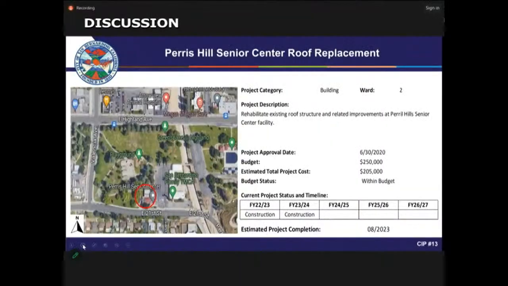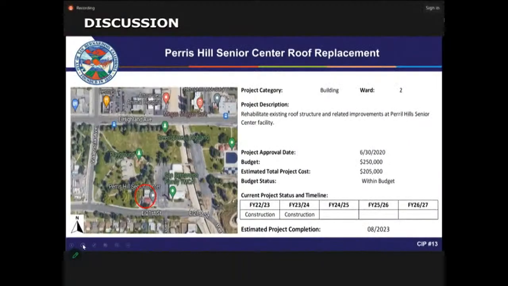So the next project on the list is Paris Hill Senior Center roof replacement. This project is currently in construction phase. The project involves rehabilitation of the existing roof structure and related improvements at the Paris Hill Senior Center facility. We are progressing in the construction, getting to close out. By August 2023, we're anticipating to close out this project.